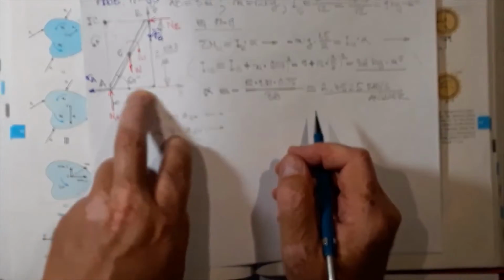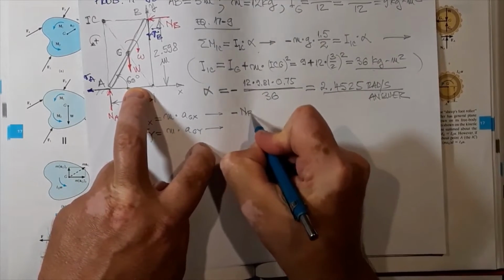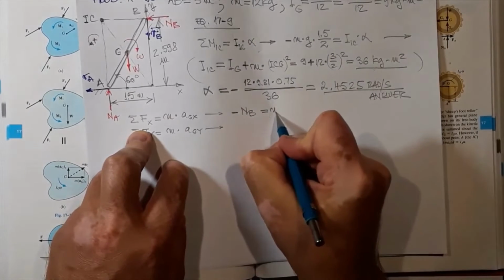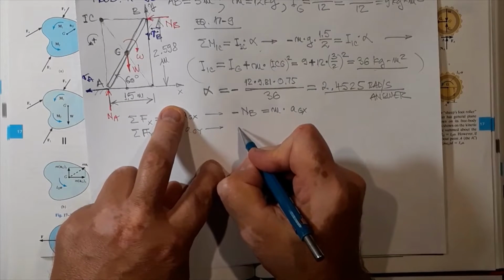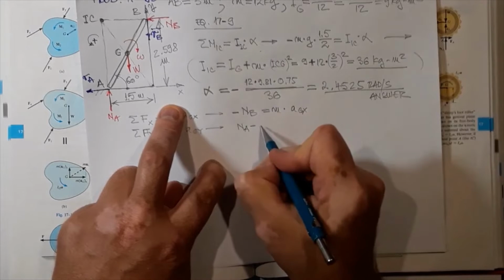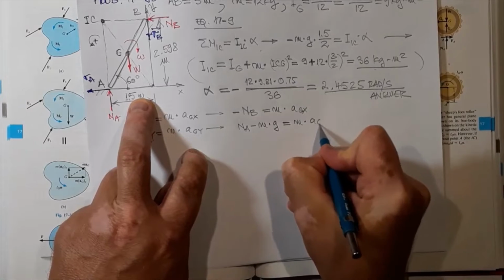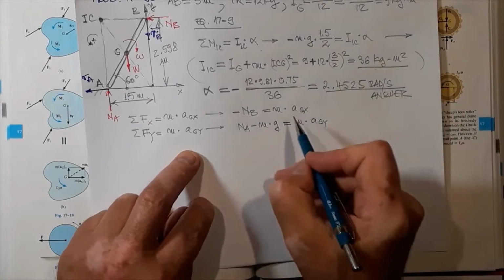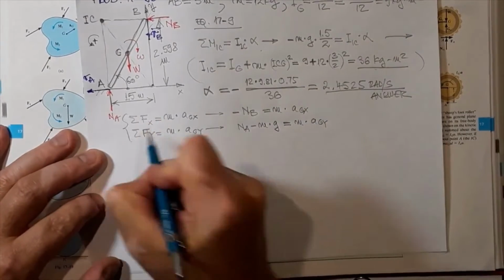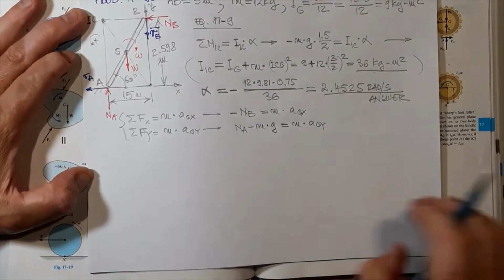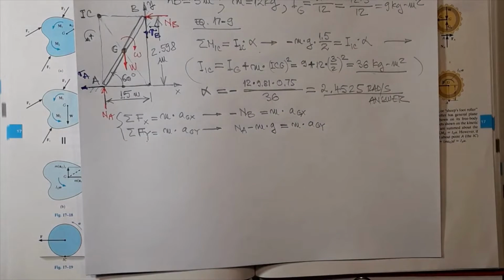So for the first equation in the x direction, positive will be to the right, I have negative NB, and that's it, equals mass times acceleration of center of mass in the x direction. And for the vertical direction, I have NA minus W, that's mass times acceleration of gravity, equals mass times acceleration of center of mass in the y direction. Okay, these are the two equations, but we don't know the accelerations in the x and y direction of the center of mass. We're going to state the relative acceleration equations that we learned earlier.